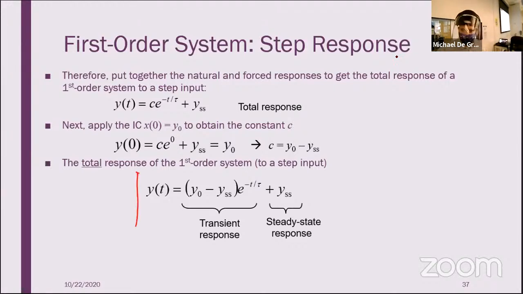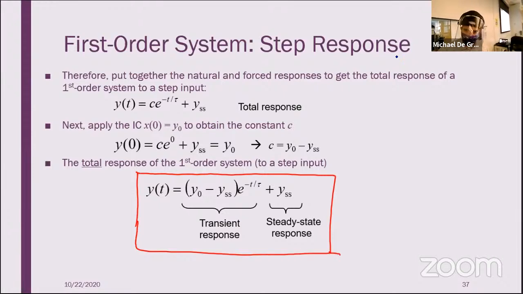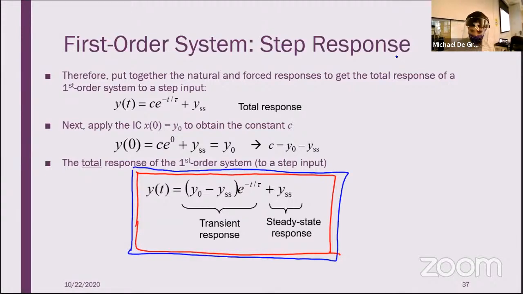I'll put a red box around it because this seems like it should be important. And then I'm going to put a blue box around the red box. I'm not going to use green too. That seems excessive.